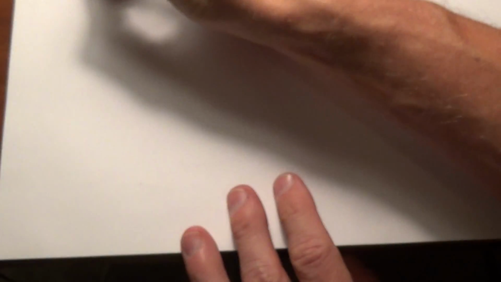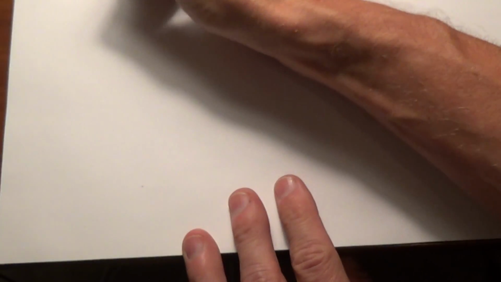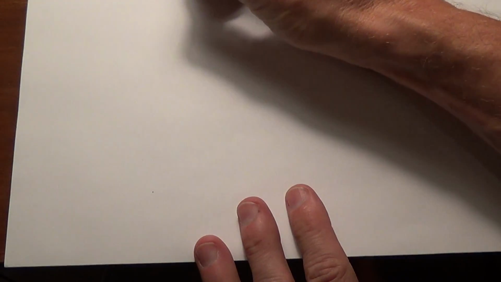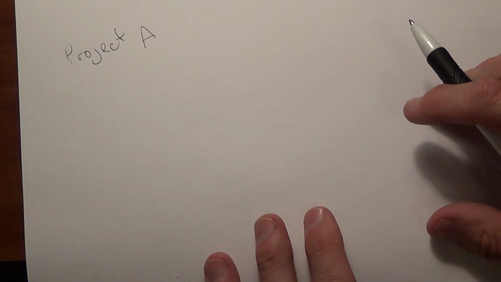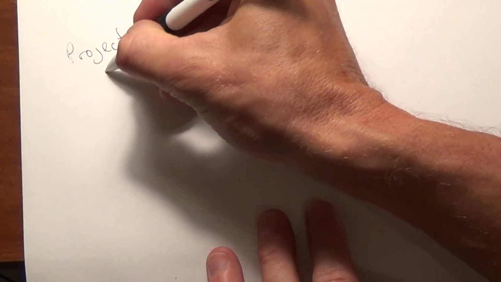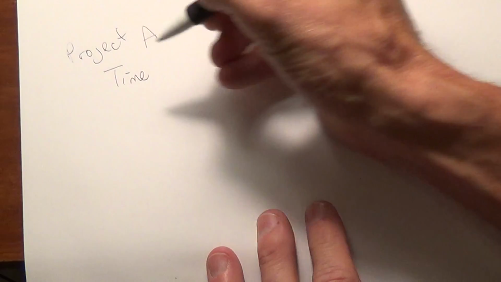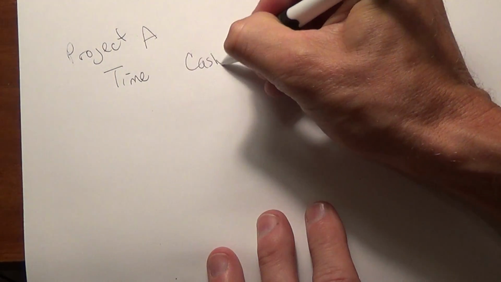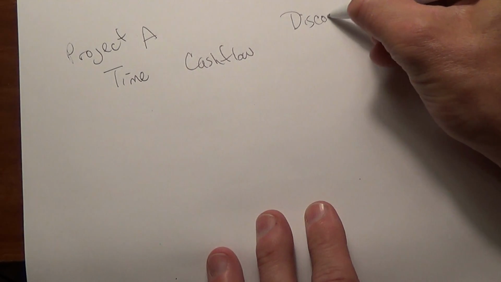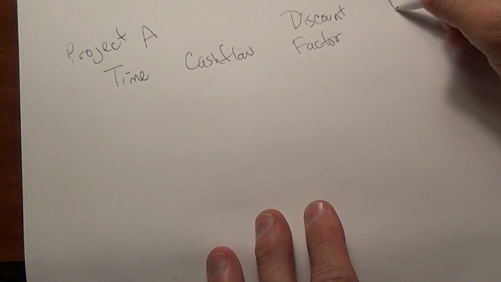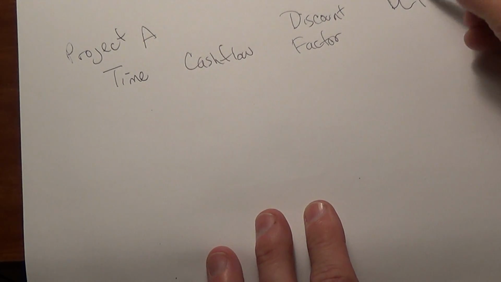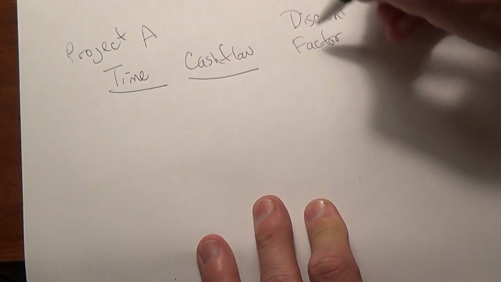In Project A, we'll start off in the first column. We'll have time. We'll do the cash flow. We'll have the discount factor. And we'll have the discounted cash flow. I'll call that DCF. So you need 4 columns.